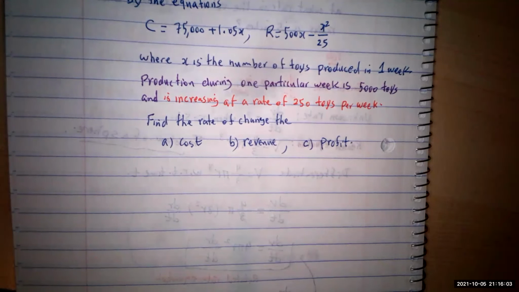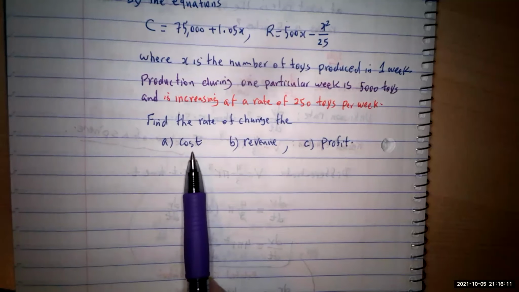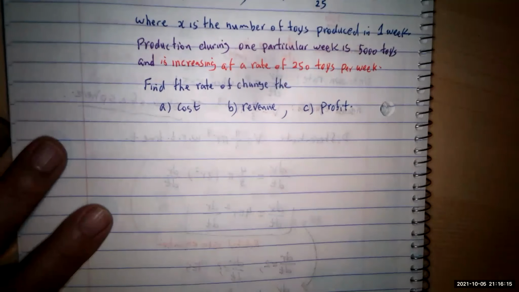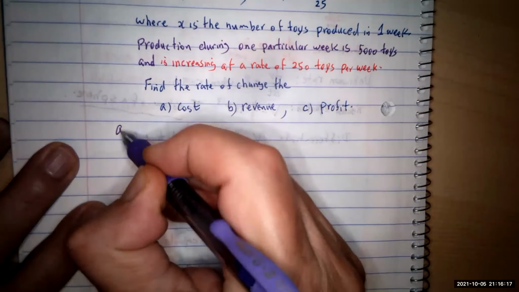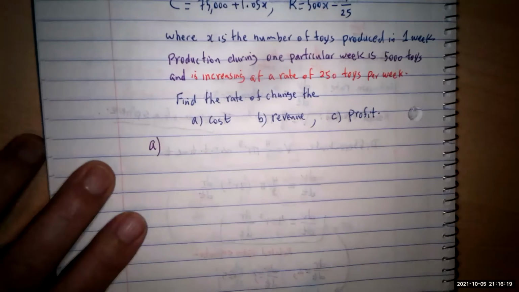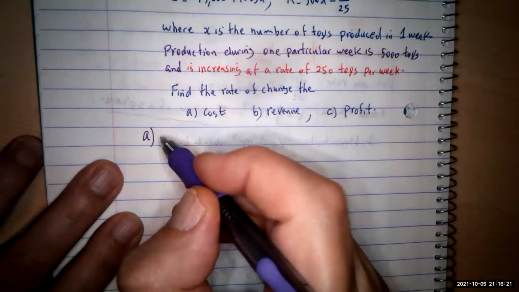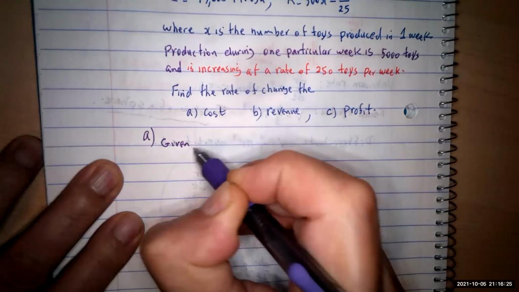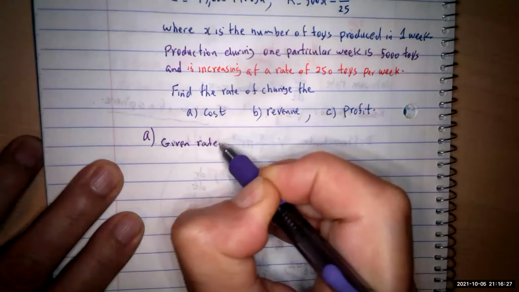So let's try, at least we do one of them and we finish it next time. Are you ready? I'm going to do the cost. I'm going to design the problem. So I take care of the first part. In part 1, I want to know what is the given rate. Go and find out.